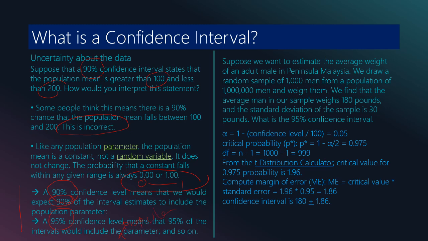Okay, contohnya, we want to estimate the average weight of an adult male in Peninsular Malaysia. We draw a random sample of 1,000 men from a population of 1 million men and weigh them. We find that the average man in our sample weighs 180 pounds, so it's around 90 kilograms, and the standard deviation of the sample is 30 pounds or 15 kilograms. What is the 95% confidence interval?